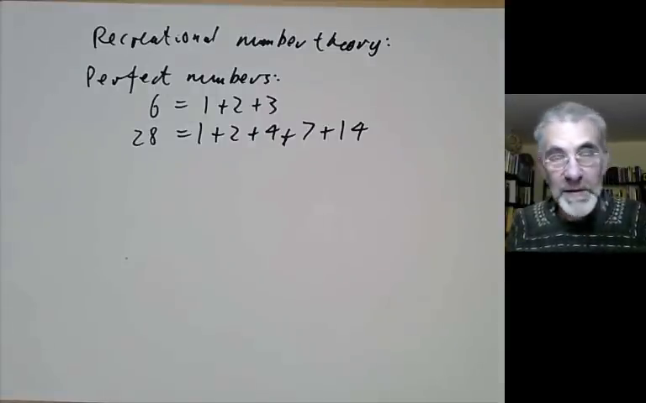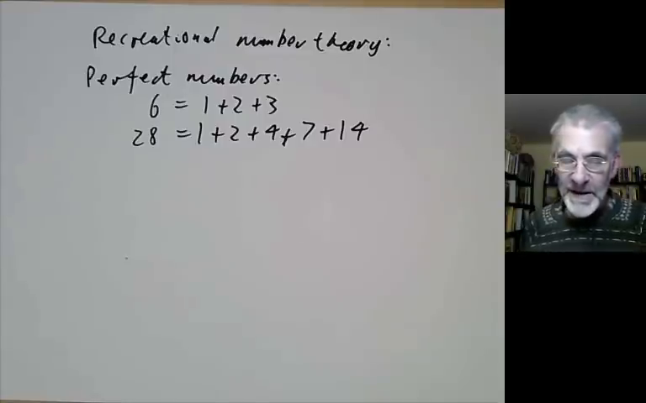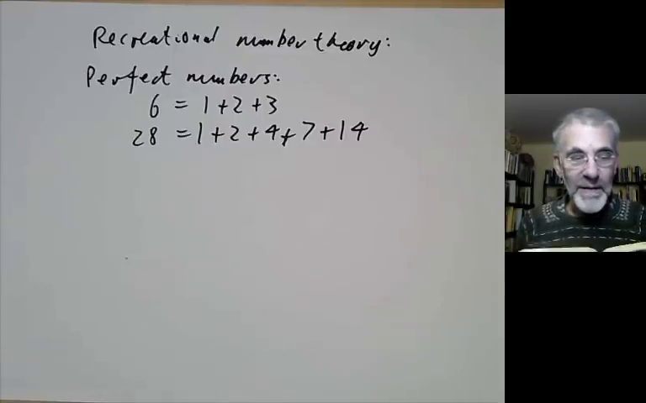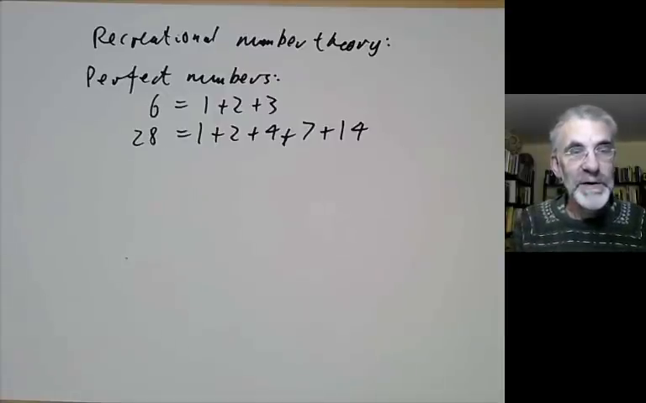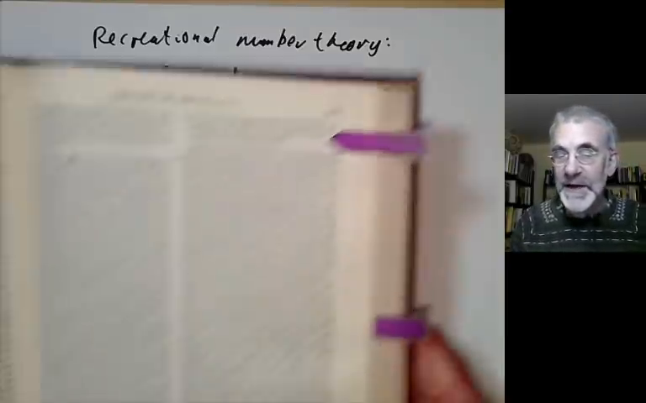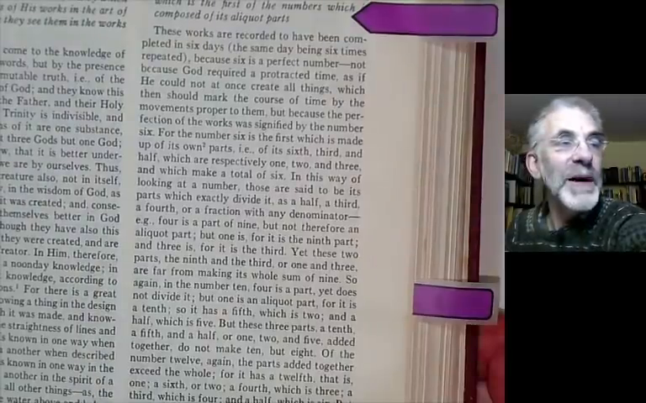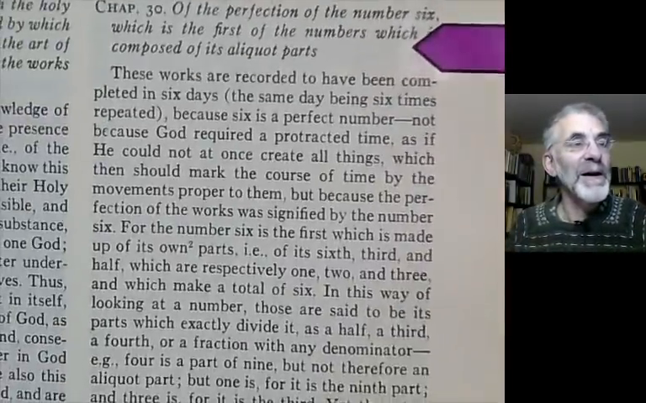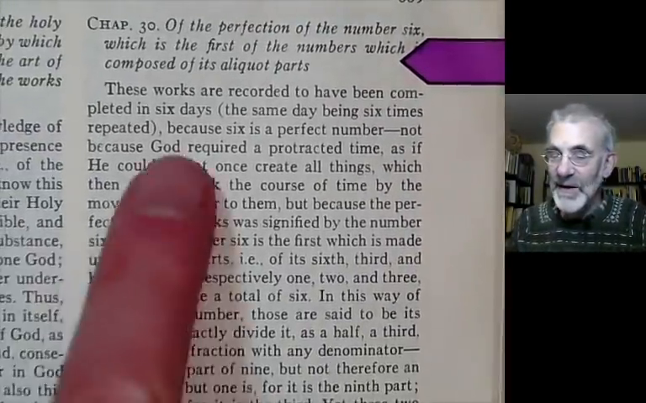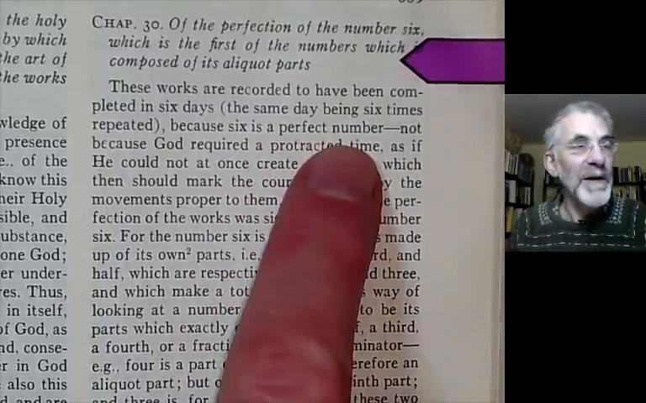And people used to think perfect numbers were really important. There's a famous section in St. Augustine, who wrote this book called The City of God, which was some sort of religious text. And in the middle of this book, he rather amazingly starts talking about perfect numbers. So here he's saying, well, the world is created in 6 days because 6 is a perfect number.